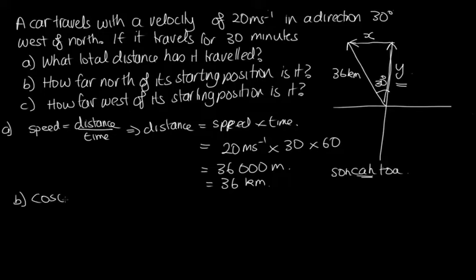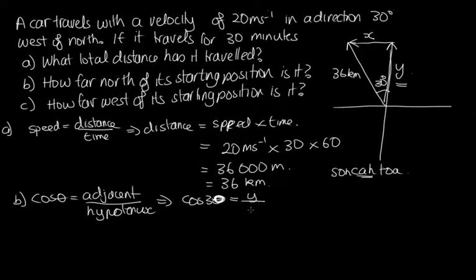So we know that cos of theta is equal to adjacent over hypotenuse. So substituting in, we've got cos of 30 is equal to the adjacent, which we've called y, over the hypotenuse, which is 36 kilometers. So that tells us, rearranging, y is equal to 36 kilometers times cos of 30. And solving that on your calculator, you get 31 kilometers.